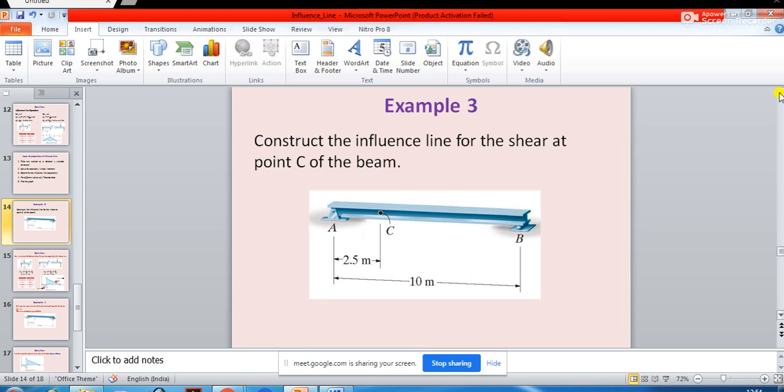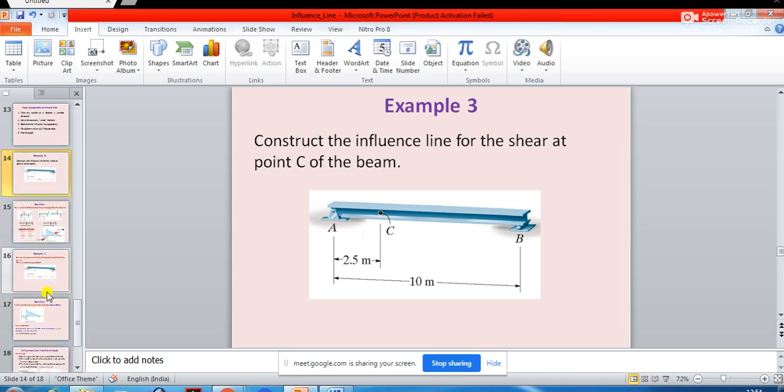Through this example you will be able to understand that when finding out the influence line for shear at a particular point C on the beam, the shear force diagram, if the load is placed over this point C, and the influence line diagram for shear at this point C will be totally different because of the different position of the load. Okay. So let us start today. Tomorrow we will complete this problem.